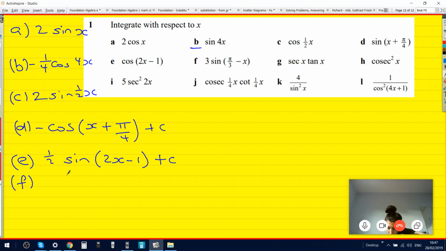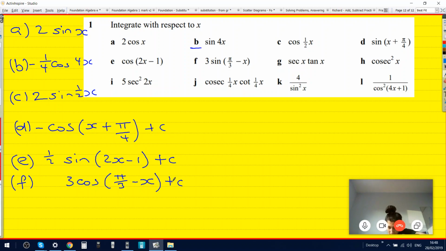So 3 minus 3 cos pi over 3 minus x, and then the derivative is minus 1. So does it become positive? Yeah.